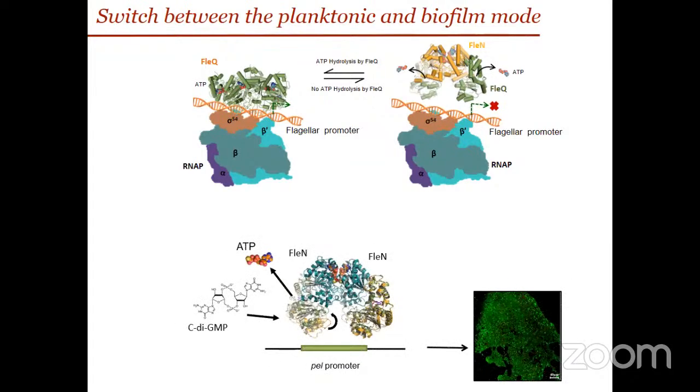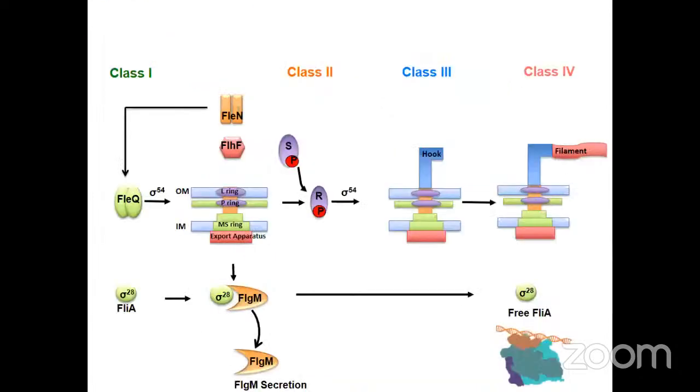When FlhDC will now bind to cyclic di-GMP, this will again result in ejection of ATP, flagellar genes will shut down, and this will then activate the biofilm-related genes, and bacteria will transition from the flagellated form to the biofilm form. So this is the result, the story that I wanted to present, which we published in Science Advances. This is to show you that flagellar genes are not regulated only by FlhDC.